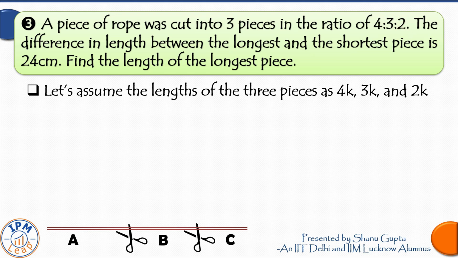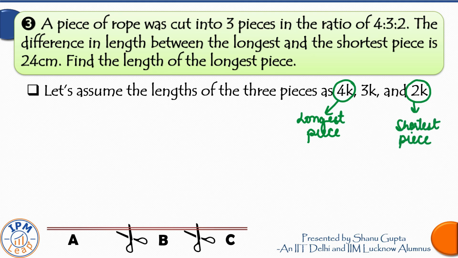Let us assume the lengths of the 3 pieces as 4k, 3k and 2k. This is clearly the longest piece and this one is the shortest. In any question on ratios, we must solve for the value of our variable k first. So we use this condition that the difference in lengths of the longest and shortest piece is 24 centimeter.